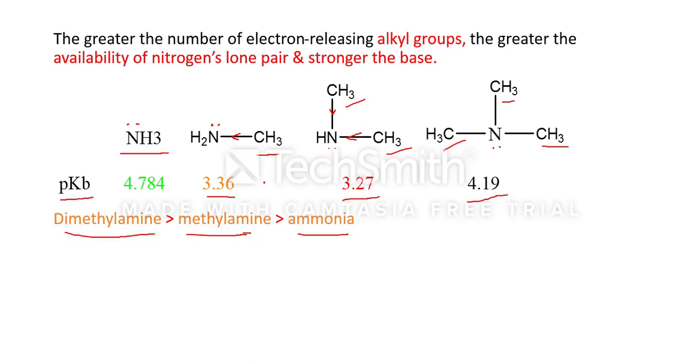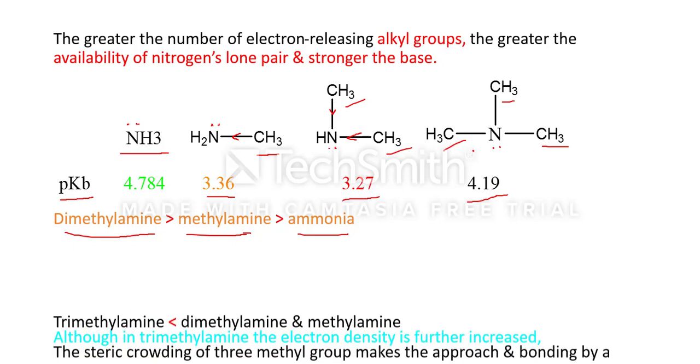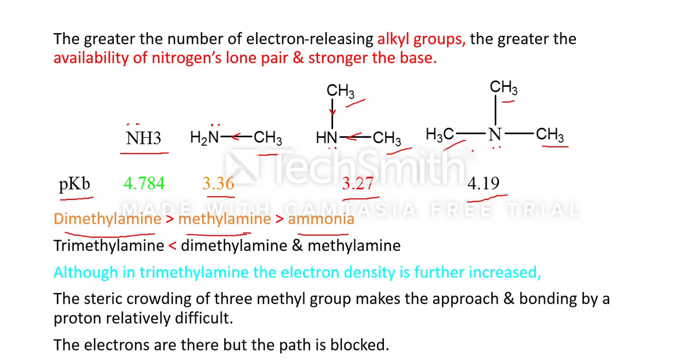Because dimethylamine contains two alkyl groups, the lone pair of electrons available is more. Then next, the pKb value of trimethylamine is 4.19, which means it is less basic. Why is it less basic? We consider that trimethylamine is less basic than dimethylamine and methylamine.